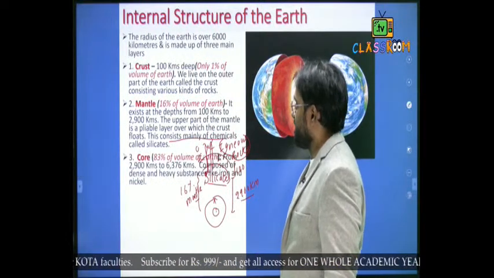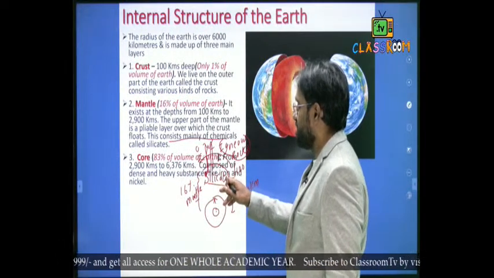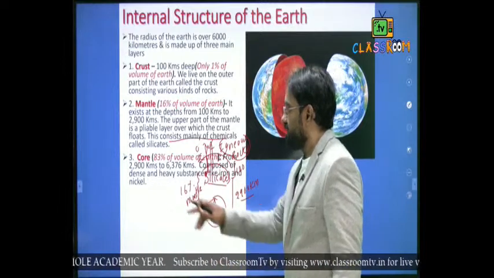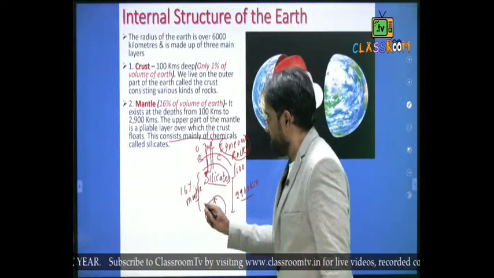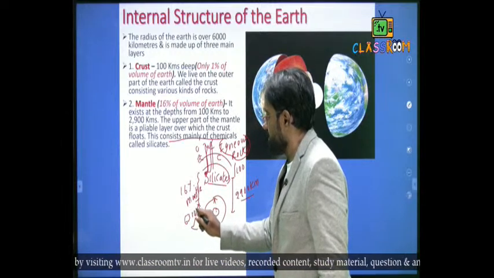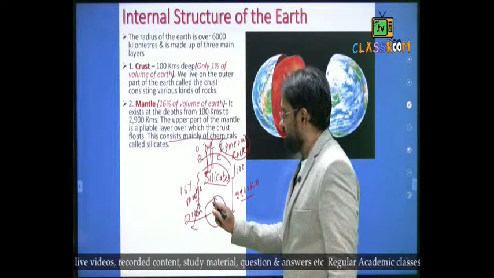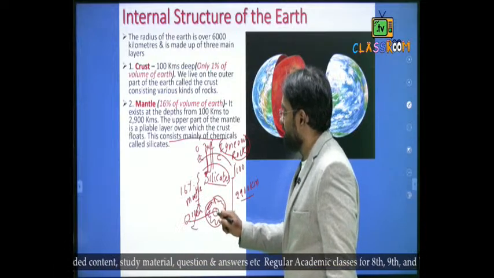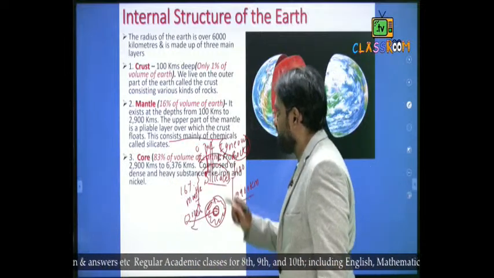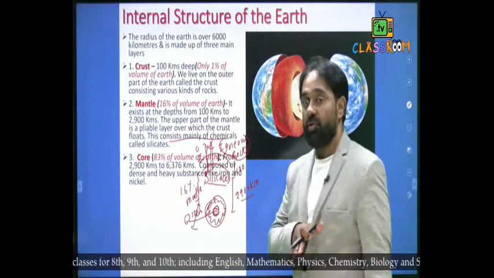Okay, that is over. And next, the core, 83% of the volume of the earth, from 2,900 kilometers to 6,300 kilometers, composed of dense heavy substances like iron and nickel. See here, from 2,900 to 6,300 kilometers deep inside you will see the core area. And this is the outer core, and this is the inner core region. So what will you find in the outer core or inner core? Iron and nickel. You will find iron and nickel in both the outer core and inner core.